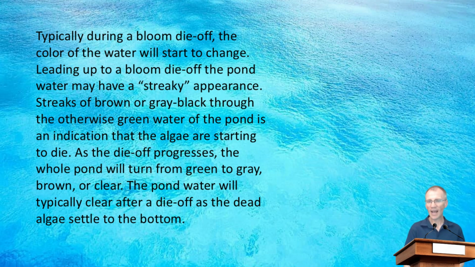Typically, during a bloom die-off, the color of the water will start to change. Leading up to a bloom die-off, the pond water may have a streaky appearance. Streaks of brown or gray-black through the otherwise green water of the pond is an indication that the algae are starting to die. As the die-off progresses, the whole pond will turn from green to gray, brown, or clear. The pond water will typically clear after a die-off as the dead algae settle to the bottom.